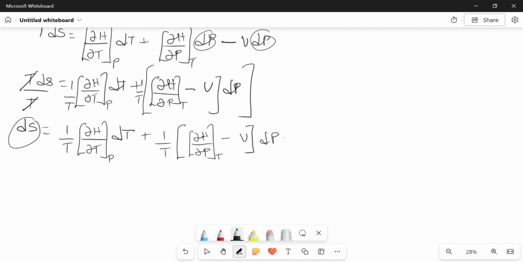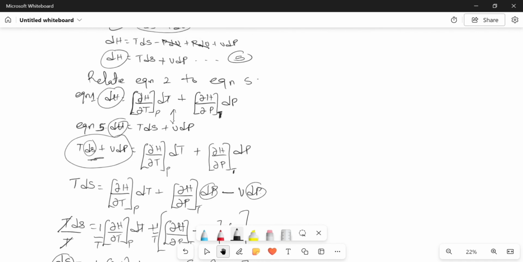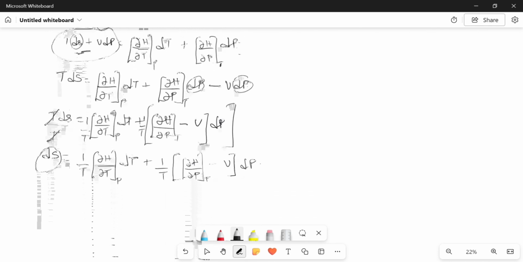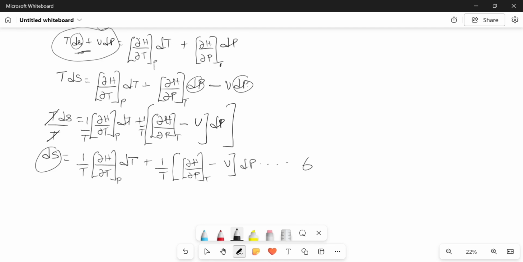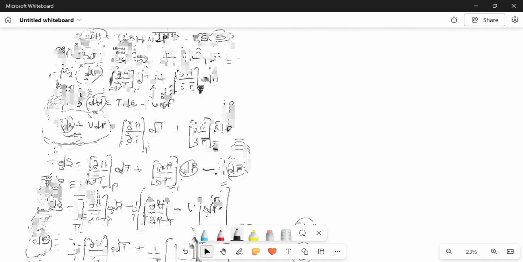Now for my equation, where did we stop? We stop at equation 5, so let's call this equation 6. Equation 6 is ds equals 1 over t partial differentiation of h over t dt, plus 1 over t partial differentiation of h over dp minus v dp. We have gotten that.